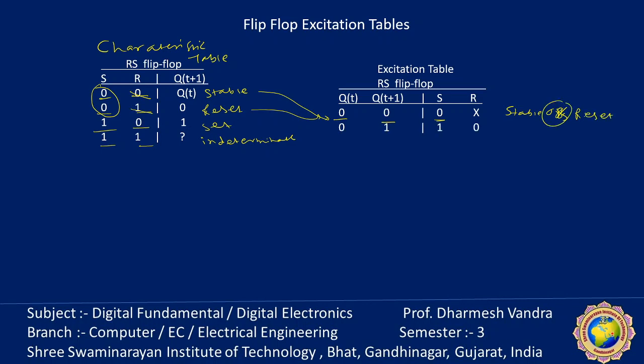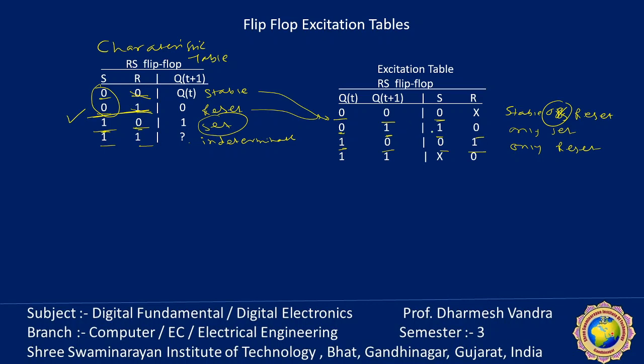Now next state, suppose 0, 1. The present state is 0, next state is 1, means complement. But complement is not allowed, it is indeterminate. So only set condition is allowed, only set. And when set is possible, S is equal to 1, R equal to 0. If the input is this, our next output is 1. Then 1, 0: the next output is 0, means reset, only reset. And only reset is possible with 0, 1. Set is 0, reset is 1.